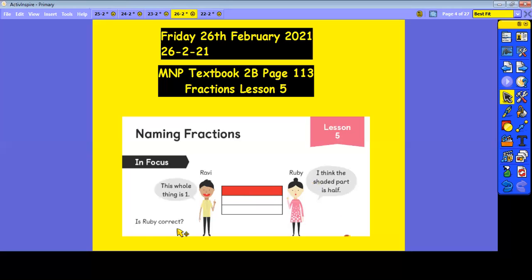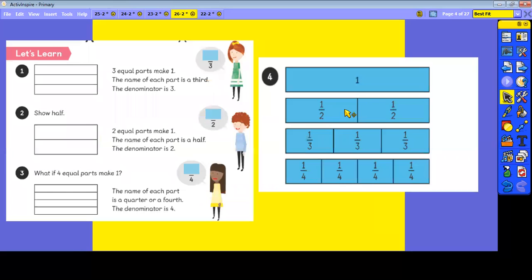Is Ruby correct? So it's a bit like our true and our false. Is what Ruby's saying true or is it false? Is she correct or is she incorrect? Children, I think you will have spotted very quickly the answer to that question. Is Ruby correct? So let's have Holly, Elliot and Lulu helping us with our Let's Learn activities and proving whether or not Ruby was correct or incorrect in her statement.